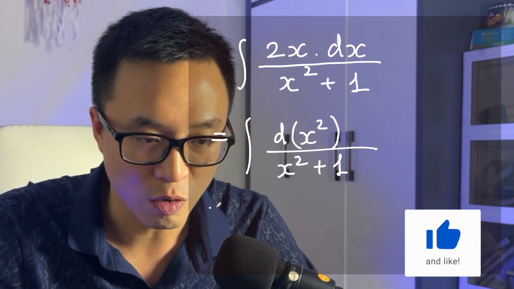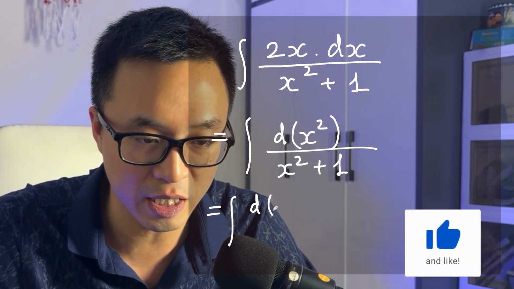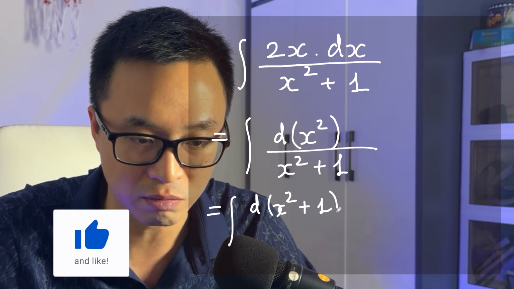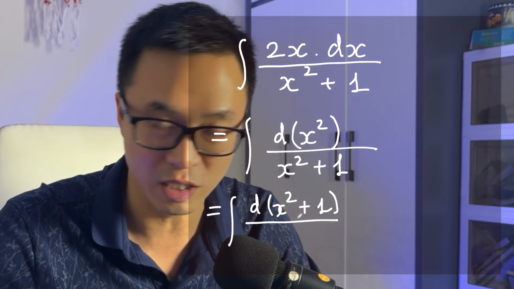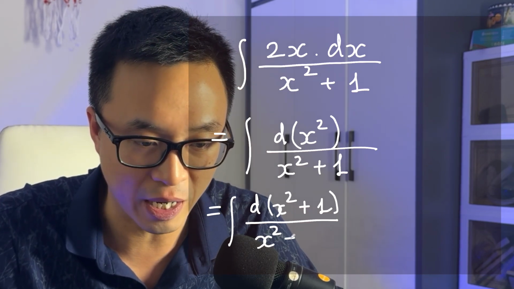And the second thing, we can see here d of x squared equals d of x squared plus 1. You can try it by taking the differentiation of x squared and x squared plus 1. You will see the result. And the denominator, we have the same idea.